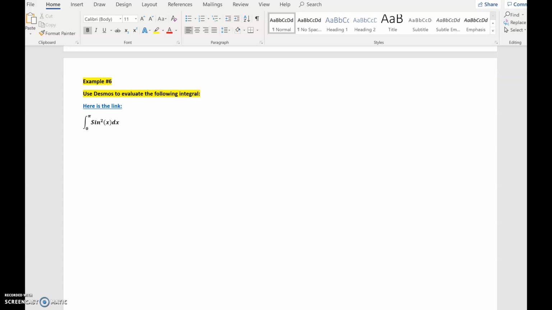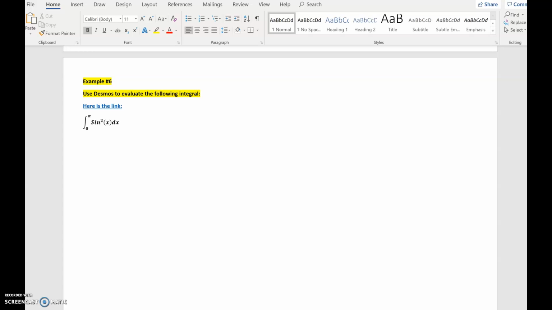Hi class, let's take a look at example 6. Now, example 6 has to do with the second objective. And the second objective in this section is not to actually look at a table, but use software to evaluate the integrals. And if it's a simple integral in terms of area, Desmos is a pretty good software to use.